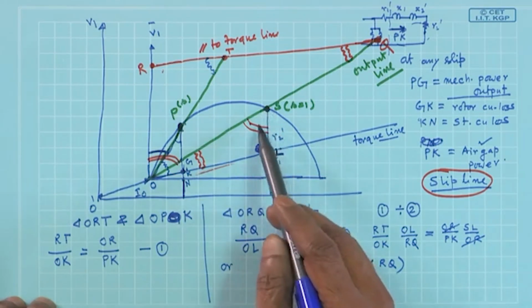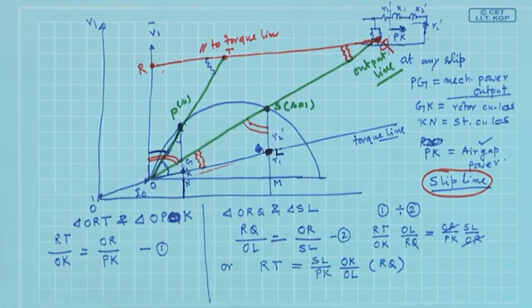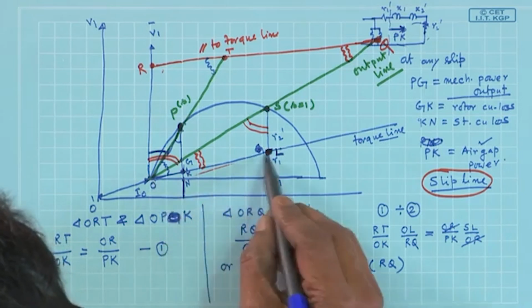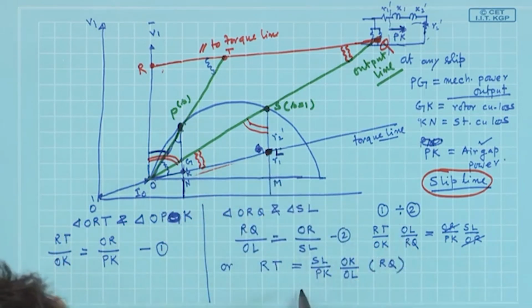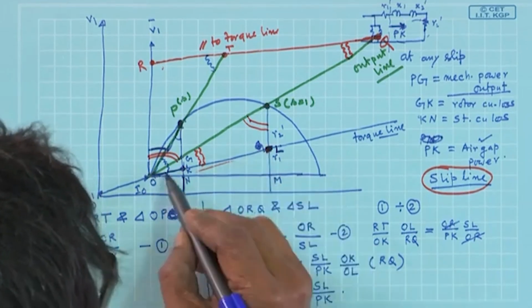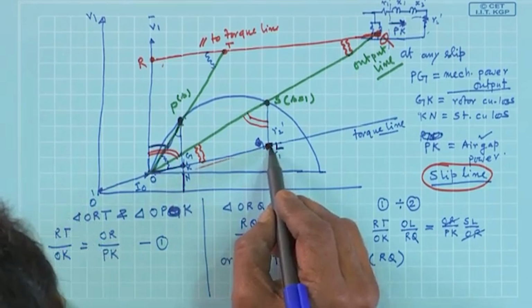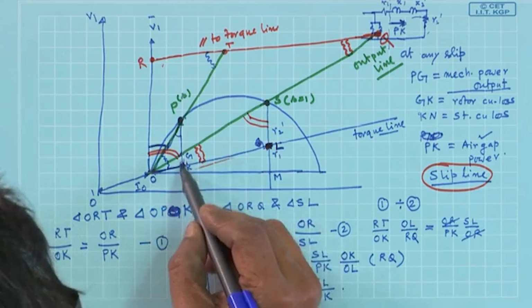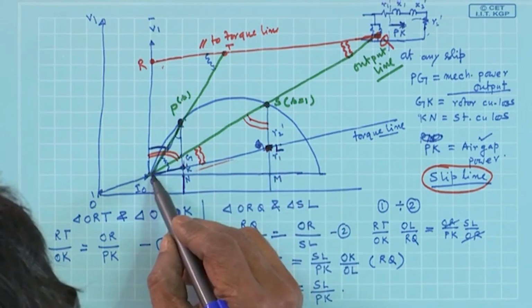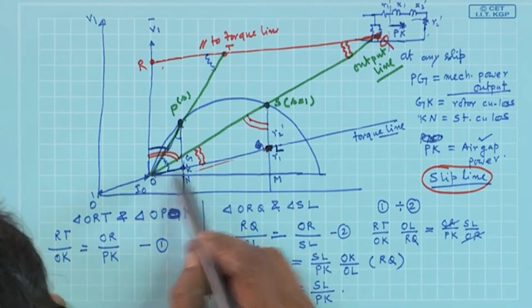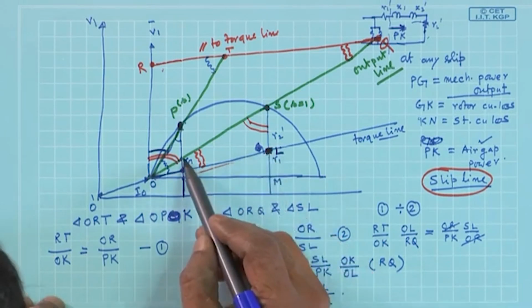SL is the... and OK by OL. OK by OL, you can write it like this. So, this is equal to SL by PK, and then OK by OL, this length by this length will be same as, because these triangles are also parallel. That is, this triangle and this whole triangle are parallel. So, OK by OL will be same as GK by SL.